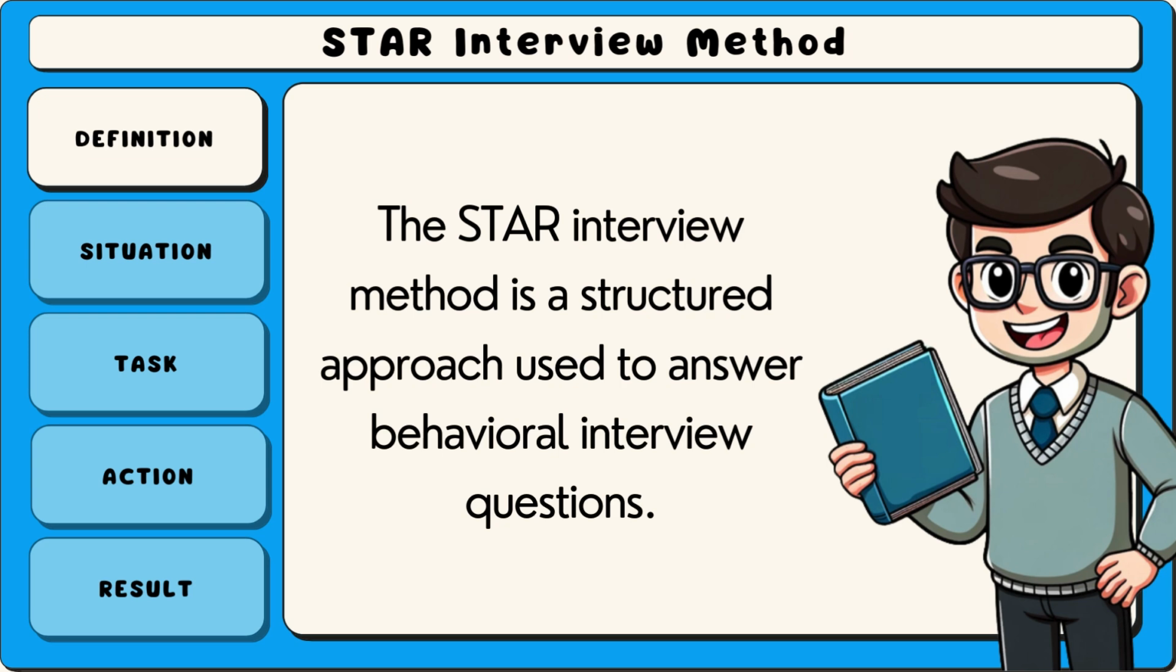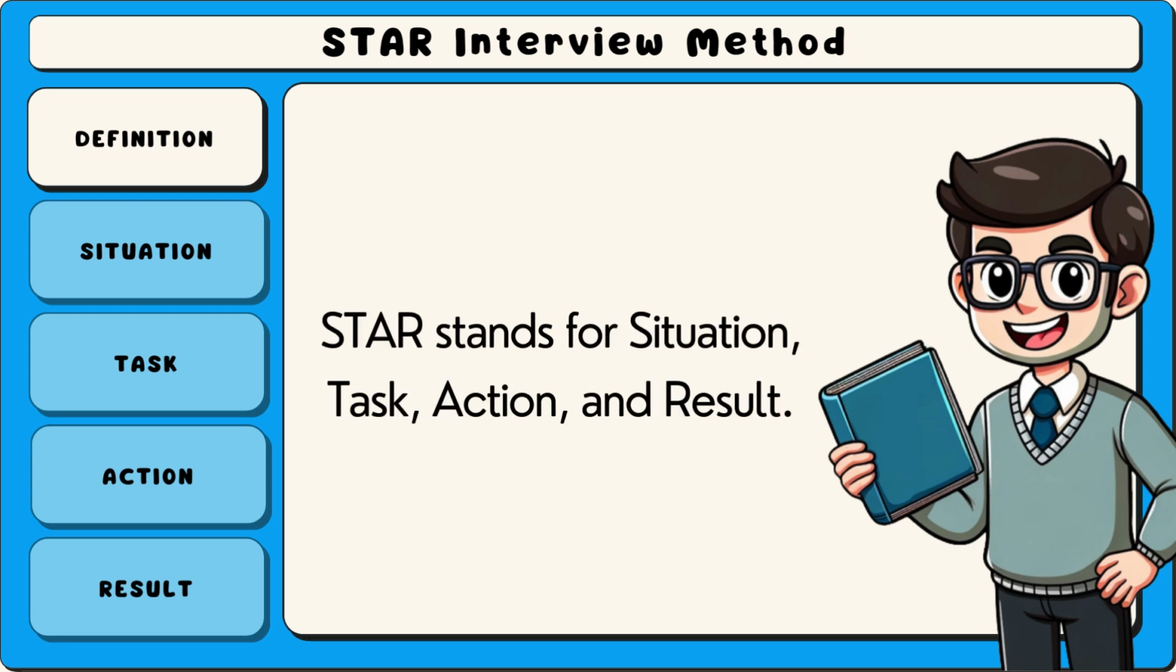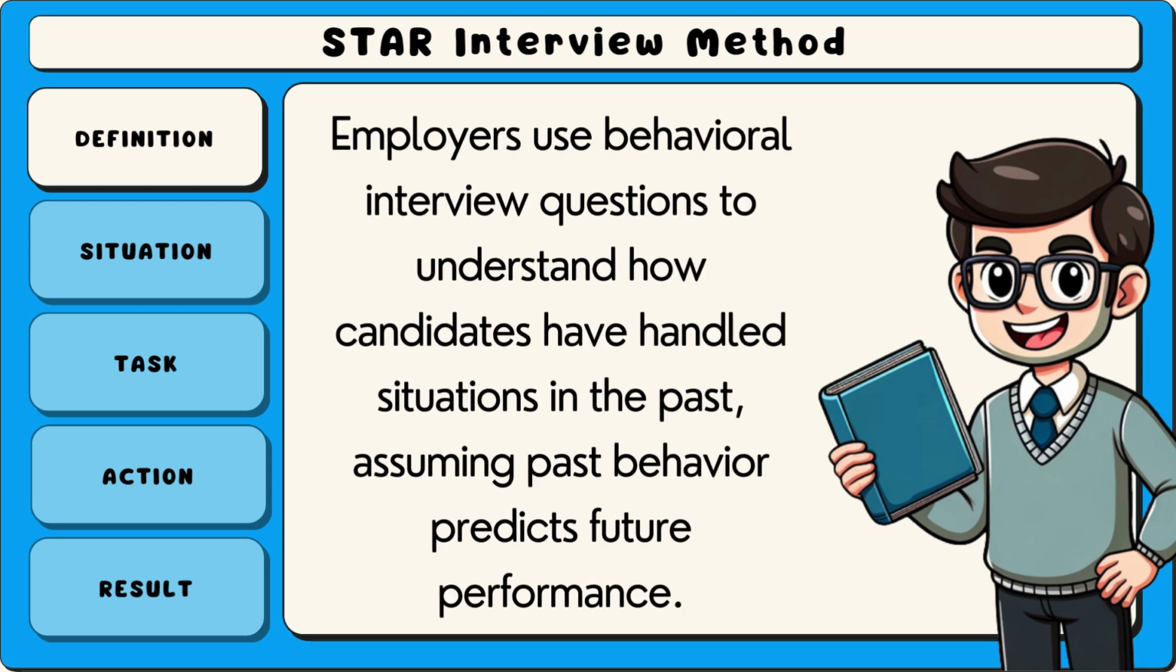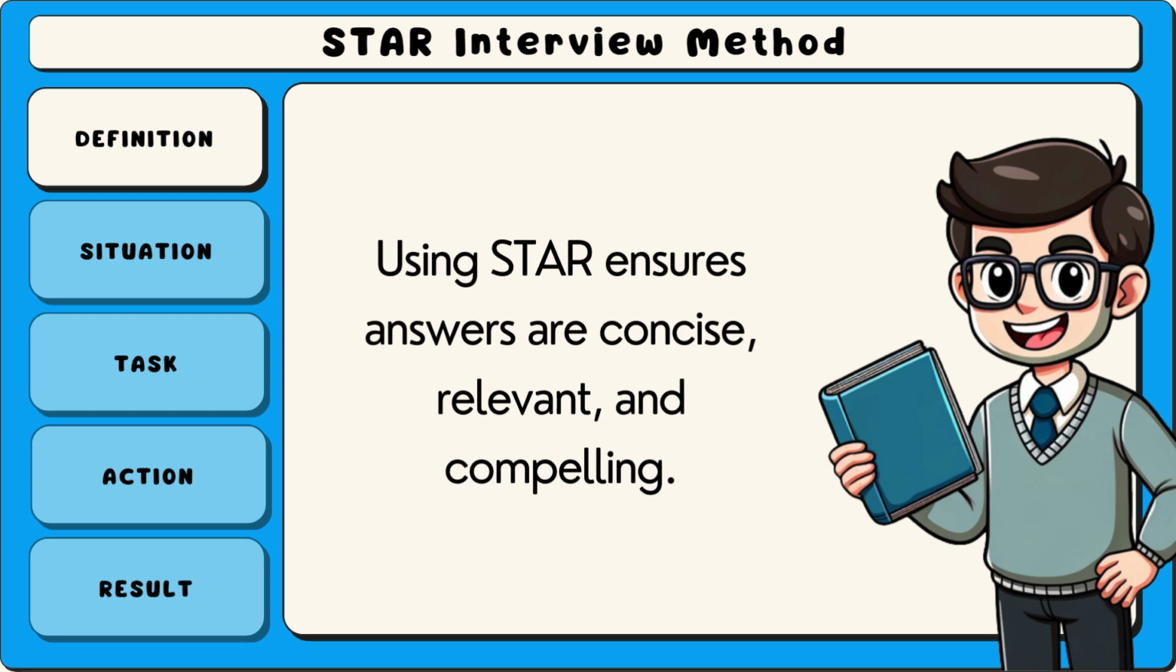The STAR interview method is a structured approach used to answer behavioural interview questions. STAR stands for situation, task, action, and result. It helps job candidates present their experiences clearly and effectively by organising their responses into these 4 categories. Employers use behavioural interview questions to understand how candidates have handled situations in the past, assuming past behaviour predicts future performance. Using STAR ensures answers are concise, relevant, and compelling.